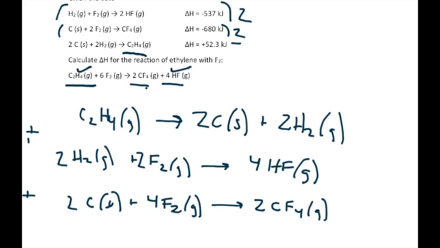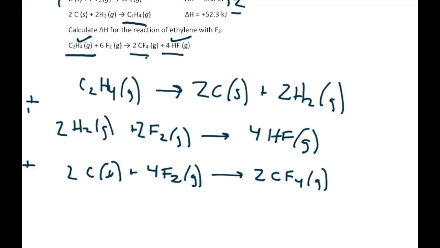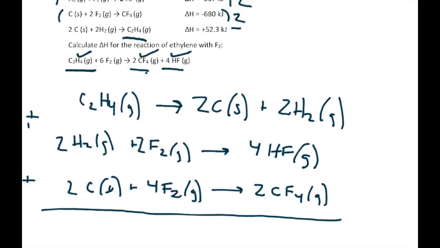Okay, so finally we get to the last step. We have some CF4. Do we have 6 F2? Well, we have 4 in the third reaction. We have 2 in the second reaction, so that makes 6. So you'll notice that we have all of the species present in order to match the overall reaction.